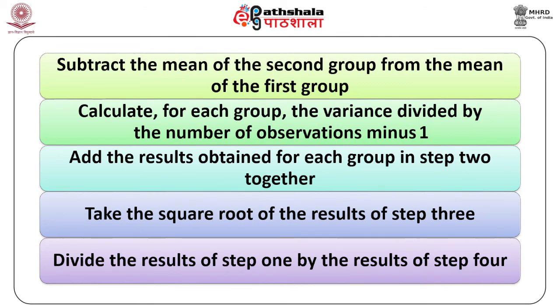First, subtract the mean of the second group from the mean of the first group. Second, calculate for each group the variance divided by the number of observations minus 1. Third, add the results obtained for each group in step 2 together. Fourth, take the square root of the results of step 3. Fifth, divide the results of step 1 by the results of step 4.